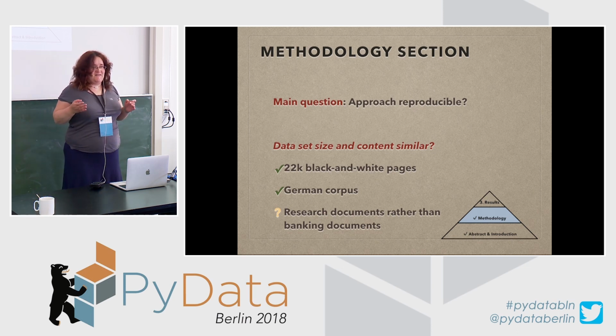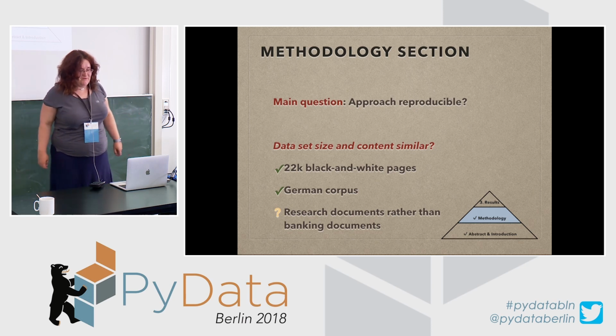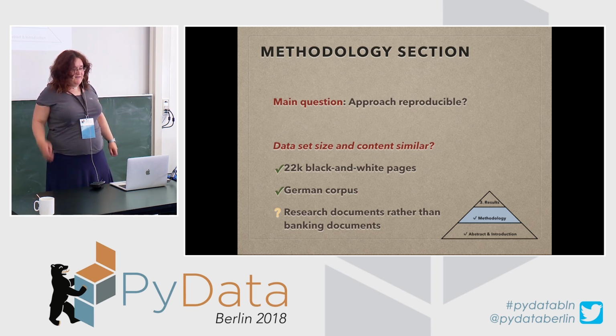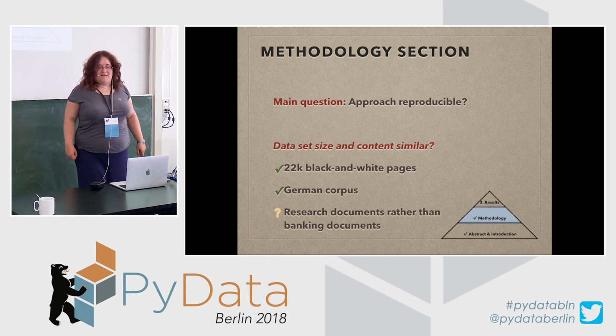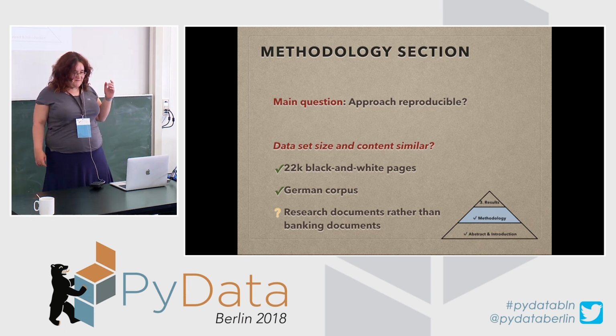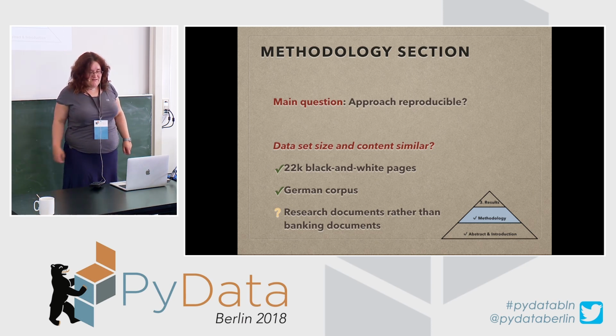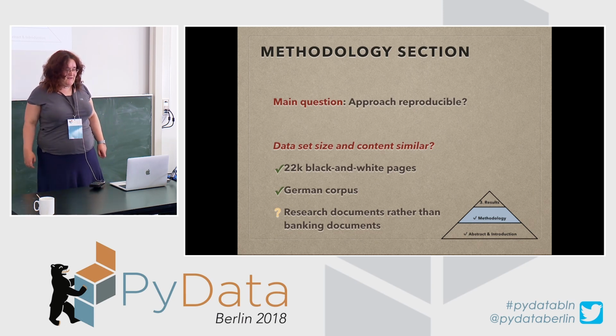And the first question there is the data set size and content. So will you be able to transfer from the data they use, take the same algorithm and apply it to your own use case? And going back to the example paper, the context and the data set size was reasonably similar for us. They also had about 20,000 black and white pages, which was what we also had. Well, we had a few more pages, but it was in the same ballpark. And the corpus is in German, which is rare in a research paper and was definitely very helpful to us.